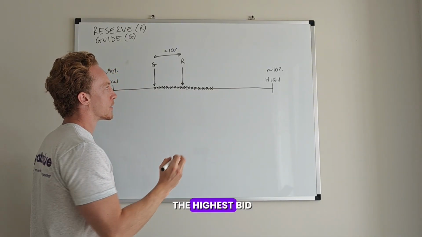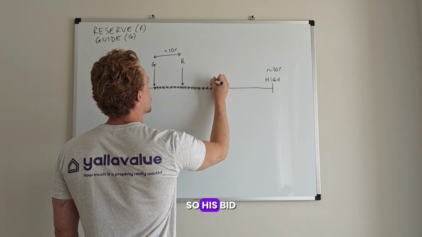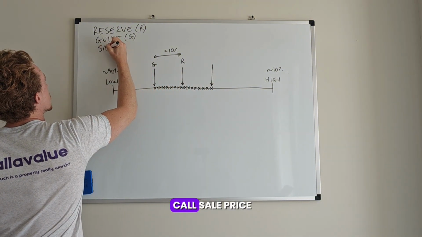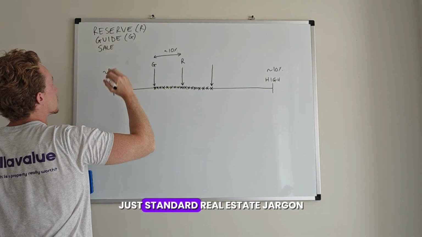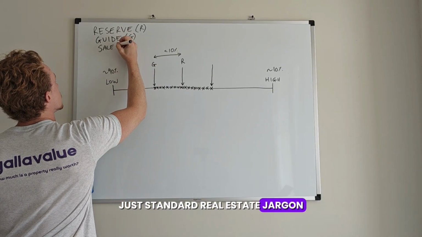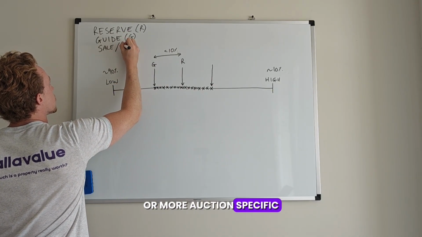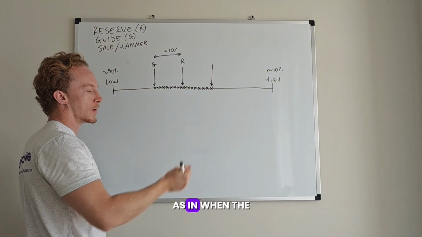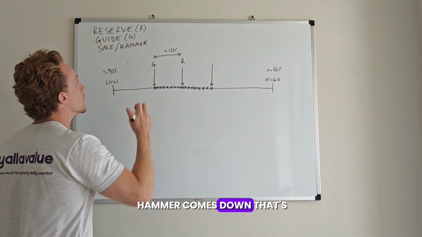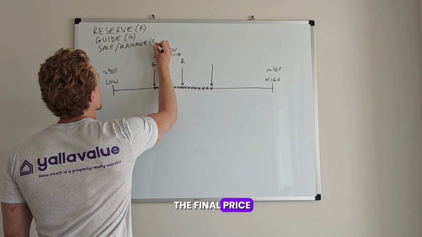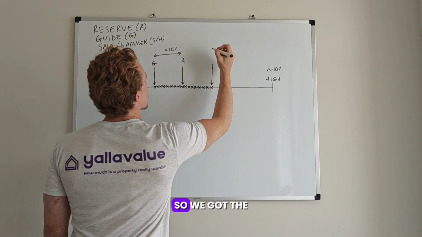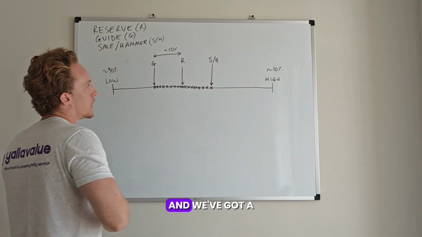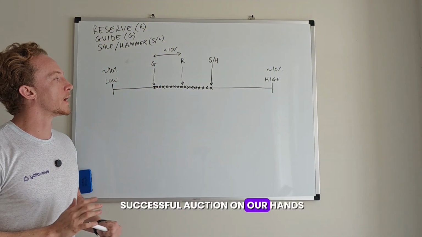This guy has got the highest bid. So his final bid is what we would either call sale price, just standard real estate jargon, or more auction specific, we can see it called the hammer price, as in when the hammer comes down, that's the final price. So we've got the sale price, so the hammer price here. And we've got a successful auction on our hands.